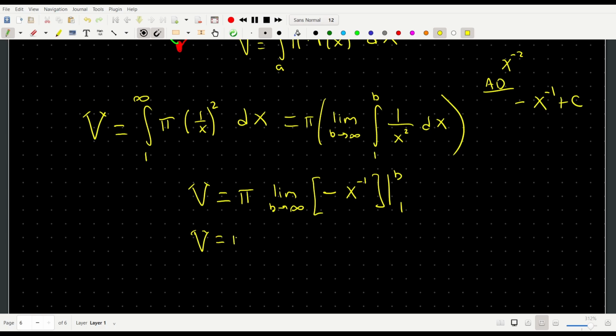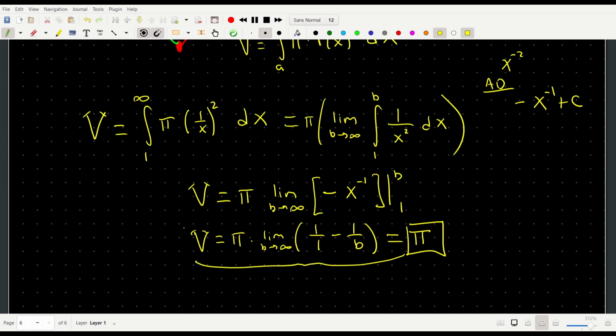or pi times the limit as b goes to infinity of 1 over 1 minus 1 over b. And the limit as b goes to infinity of 1 over b is 0. So the volume here is just equal to pi, which is very cool. Our volume is equal to pi, and that means that Gabriel's Horn, the infinite Gabriel's Horn, contains a finite amount of volume.